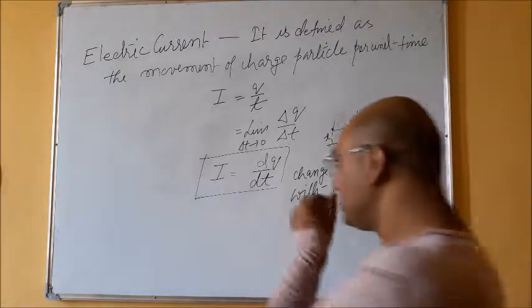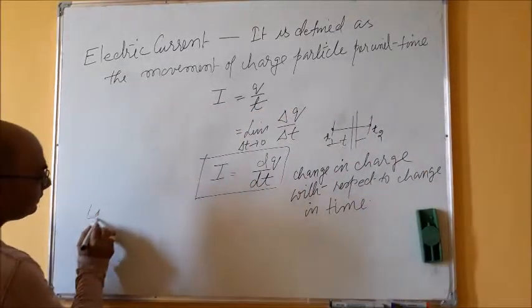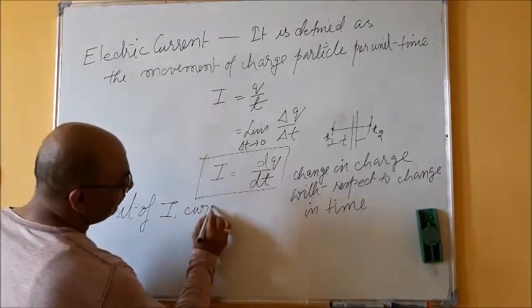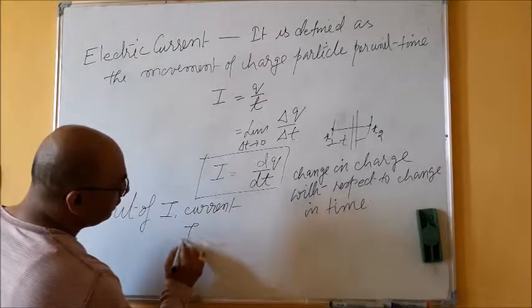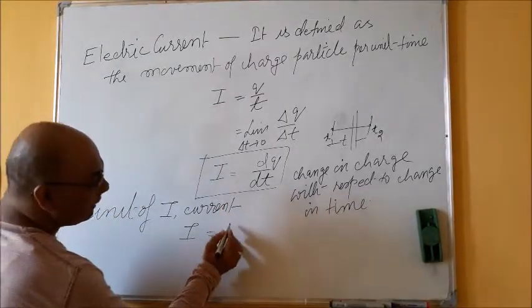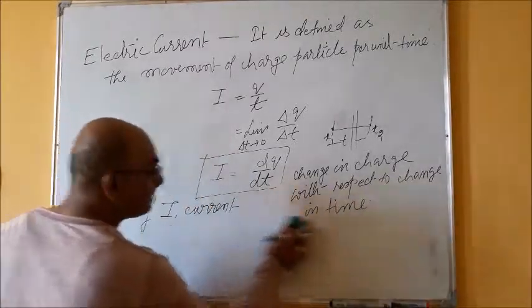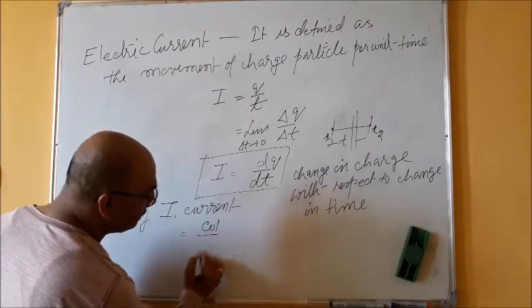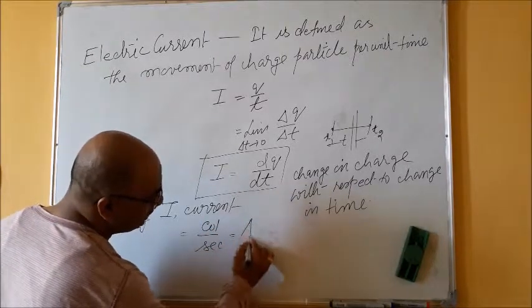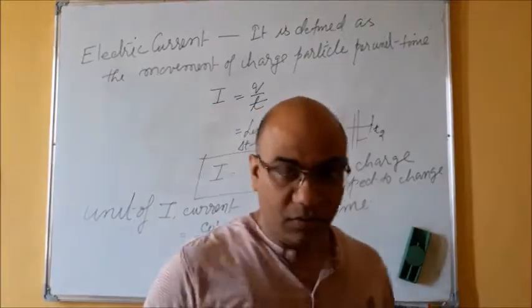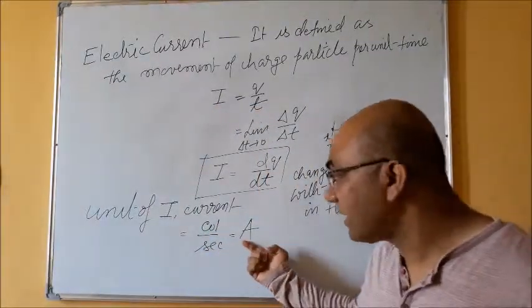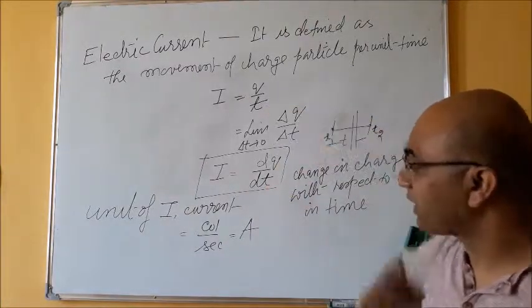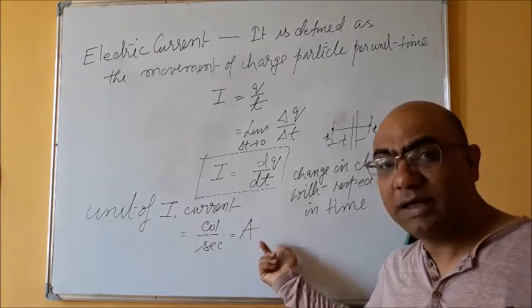Now the second concept is the unit of current. You see the unit of current is coulomb per second, or in short it is defined as ampere. Okay, so the unit of current is ampere, which is equal to coulomb per second. In short we define it as A.